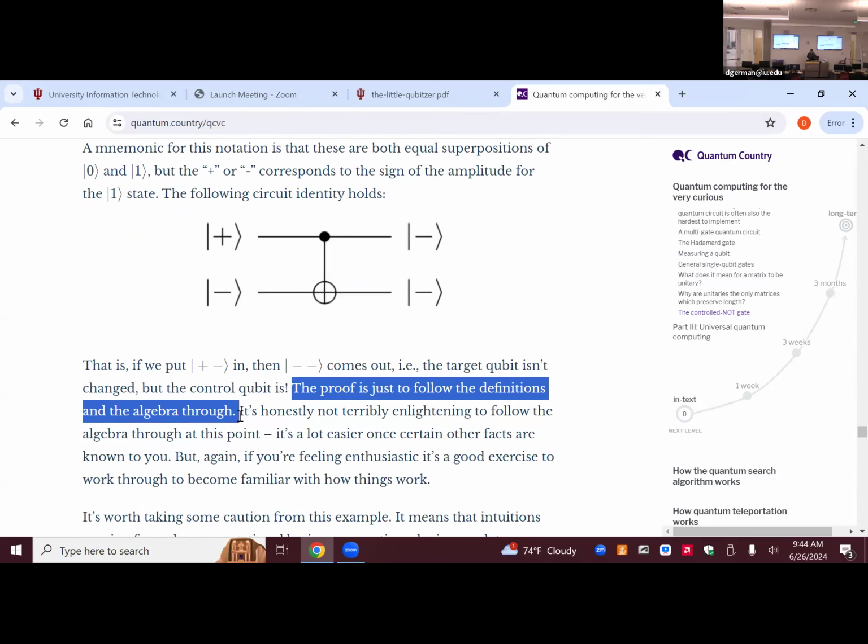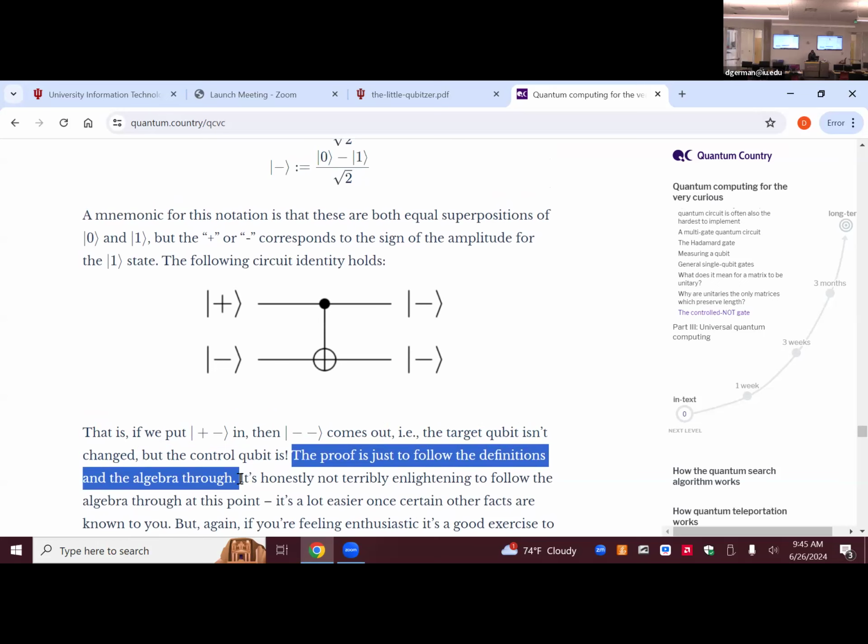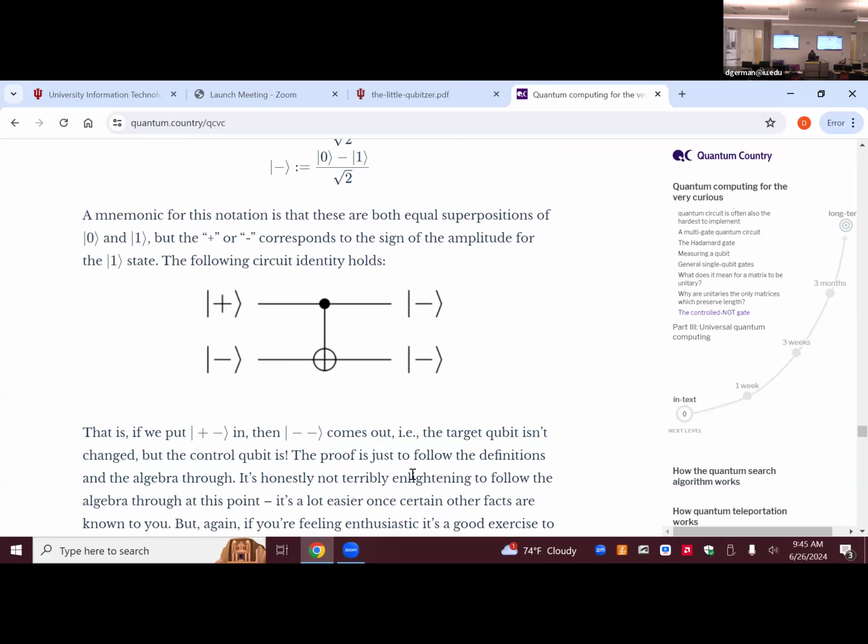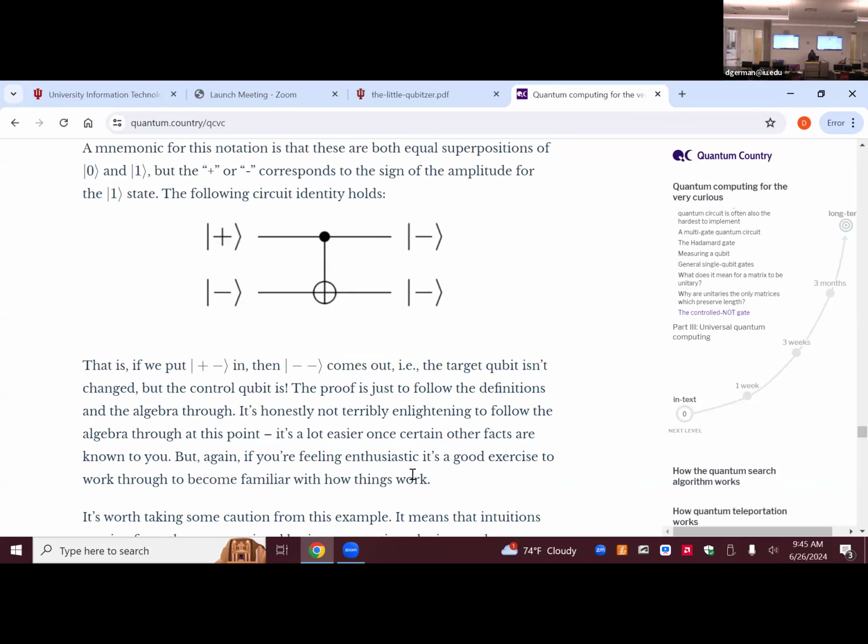So you write the plus minus as a tensor of two states, and you get a vector of 4 values. And then you apply the matrix for the control not to it. Then you read the vector that comes out and you say, oh, I guess that's minus minus. And if you check, there you go. And then they said, it's honestly not terribly enlightening to follow the algebra through at this point, but it's a good exercise.